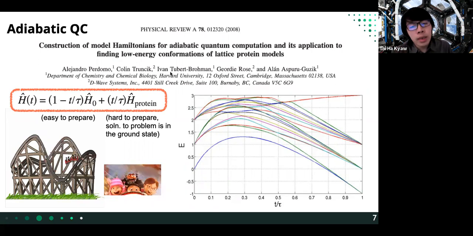In this particular example, or paper that I highlighted here, what you're trying to solve is the protein folding problem, and so they initialize also here on the right hand side. You see the energy spectrum of this.